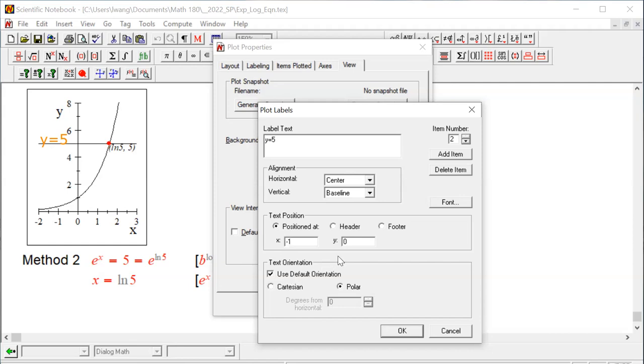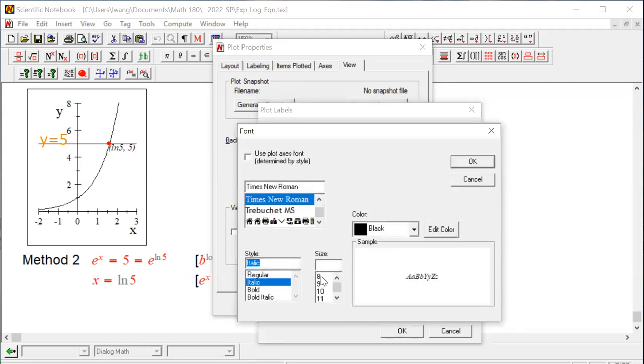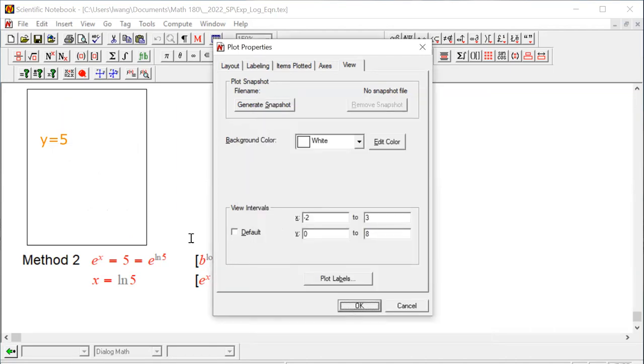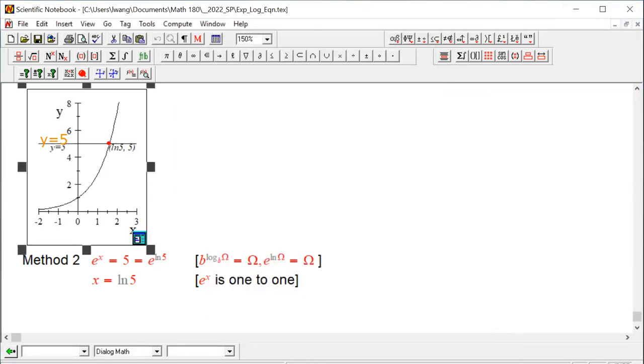So maybe 4.5, right? Just having this essential information on the graph will help us a lot, so we can remove those temporary writings. Okay, so that's the second method.